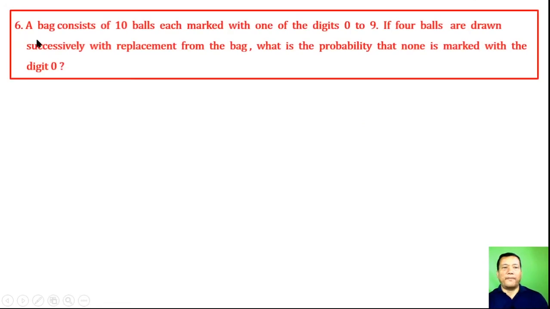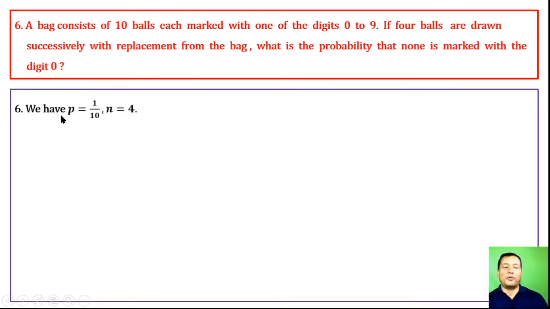Question number 6. A bag consists of 10 bolts, each marked with one of the digits 0 to 9. If 4 bolts are drawn successively with replacement from the bag, what is the probability that none is marked with the digit 0?